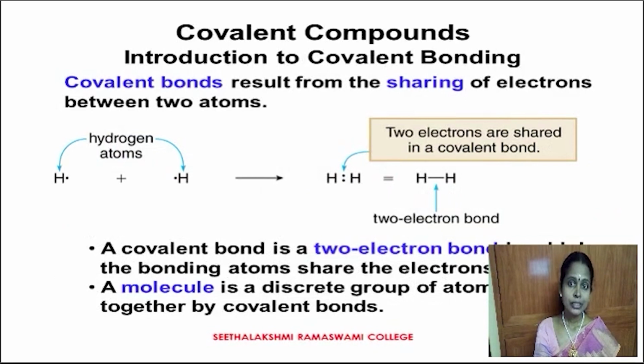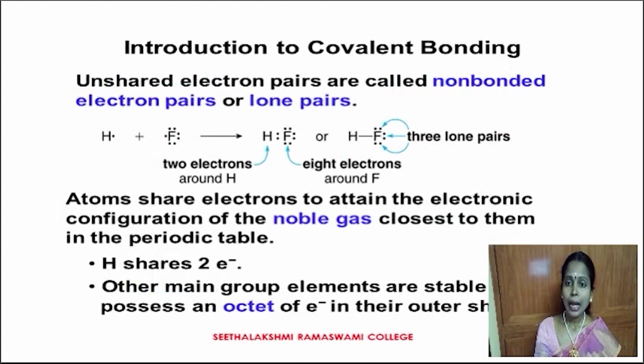Now we are going to see the covalent bonding. Covalent bonds result from the sharing of electrons between the two atoms. So if we look into a hydrogen molecule, H2, there are two electrons which are shared in that covalent bond. Now we also have something called a lone pair of electrons. They are nothing but the unshared electron pairs.